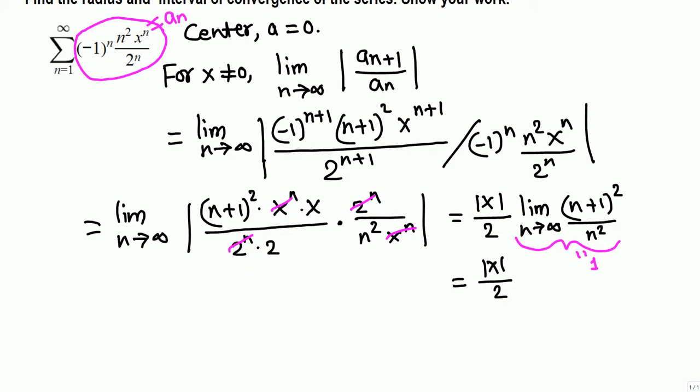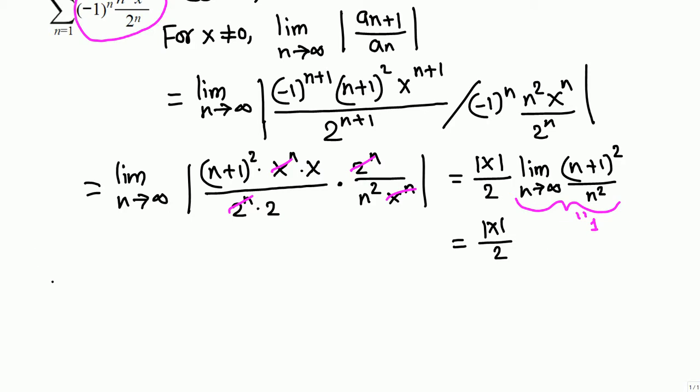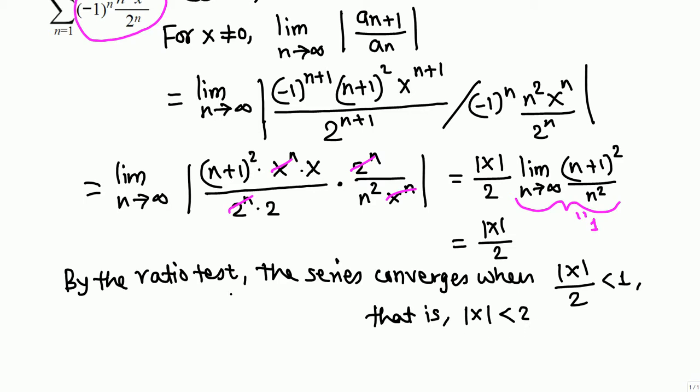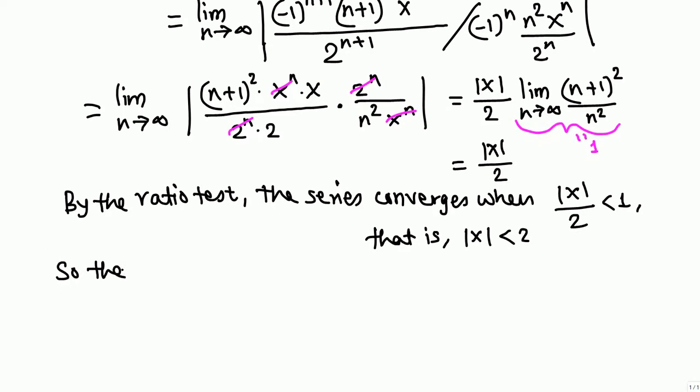From the ratio test, the series converges when this limit is less than 1, and diverges when this limit is bigger than 1. That is the same as, multiplying both sides by 2, absolute x less than 2. So the series converges when absolute x is less than 2, and diverges when absolute x is bigger than 2. So this 2 is the radius of convergence, R equals 2.